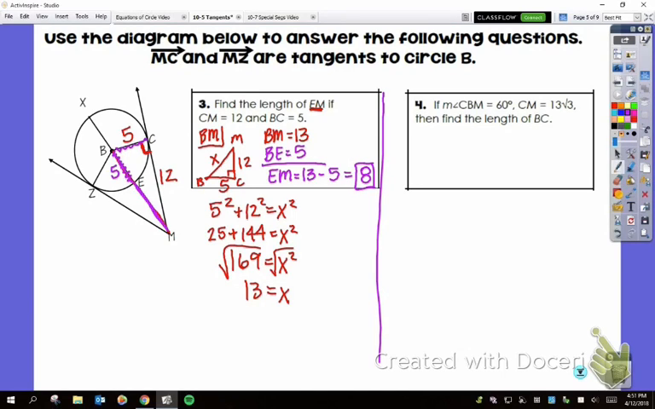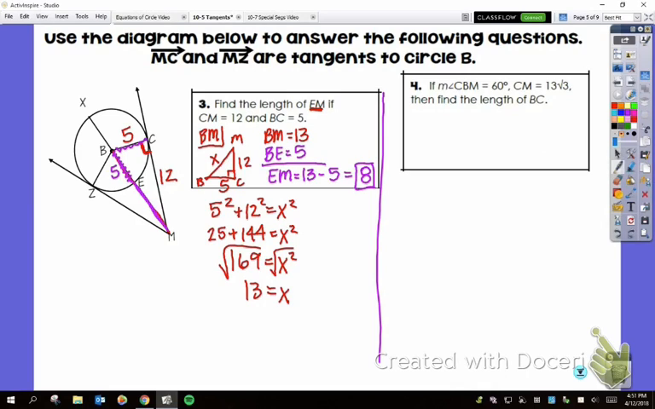Now the second one is similar. We're still going to use a triangle, but they give us a little bit different information here. On number 4 it says if the measure of angle CBM is 60 and CM is 13 square roots of 3, then they want us to find the length of BC. So we're still looking at a triangle here, and on our triangle, C is at our 90-degree angle, we've got B over here, and we've got M at the top. And they tell us that angle CBM is 60 degrees. So this angle right here is 60 degrees.